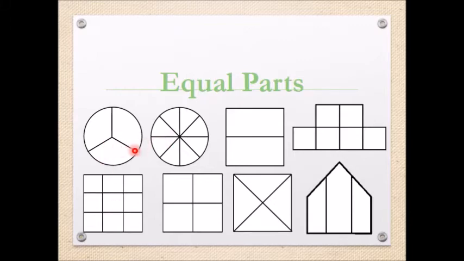Take a look at those 2 circles. The first one is cut into 3 equal parts, or thirds. The second one is cut into 8 equal parts, or eighths. How about this shape? Is it divided into equal parts? No, this shape is divided into 3 parts, but the parts aren't the same size. These are not thirds. So we can't talk about fractions.